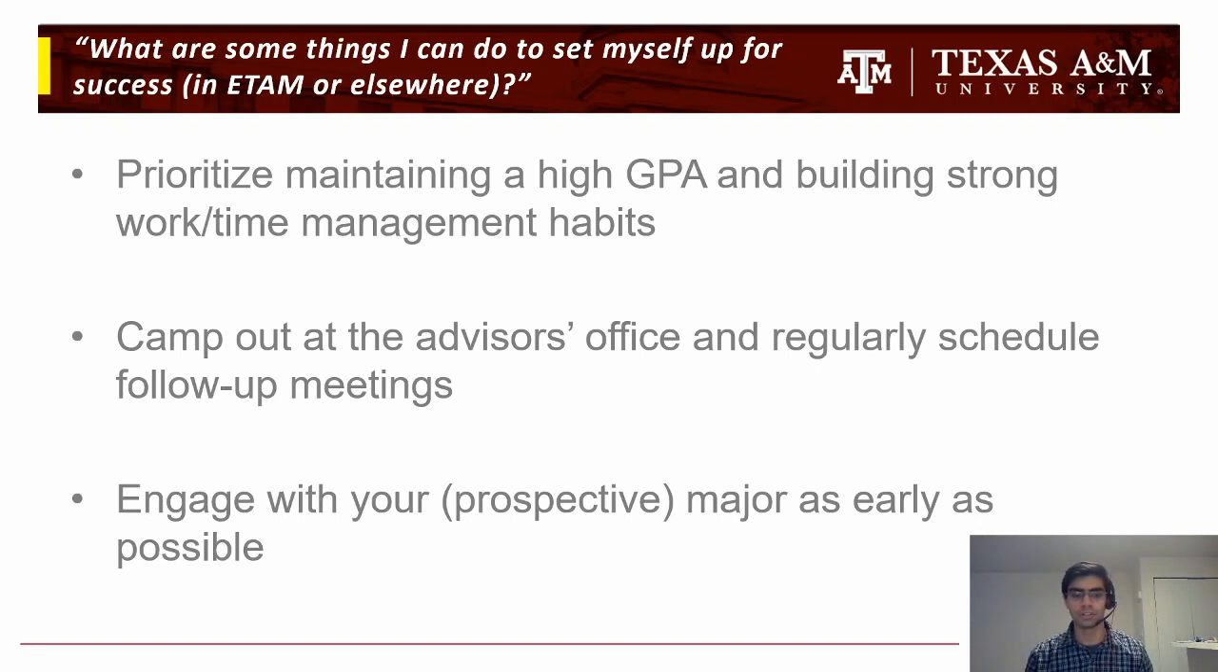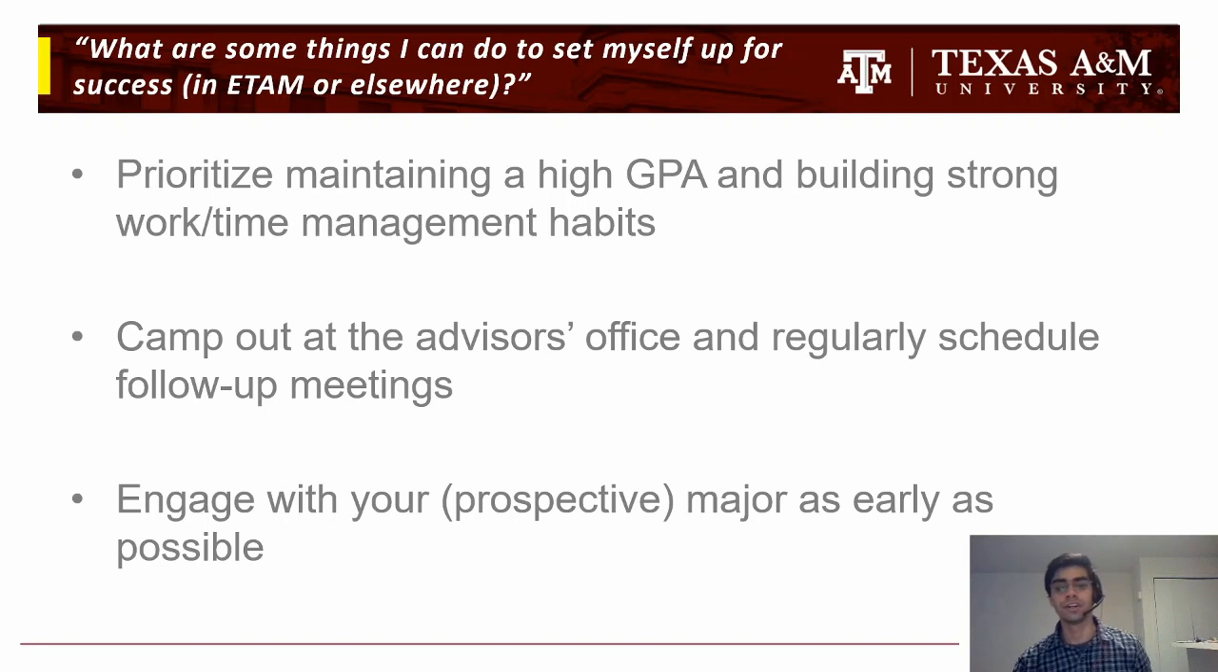Number two, camp out at the advisor's office. The advisors at A&M are remarkable and they do a fantastic job. So try to regularly follow up with them. I think the sweet spot would be meeting up with them once a month, just to, number one, evaluate what your trajectory is as far as ETAM and your major are concerned, but also to try to get advance information on what your major looks like. Advisors are especially good at connecting you with staff in the major. So definitely try to maximize the amount of interaction that you have with your advisors.